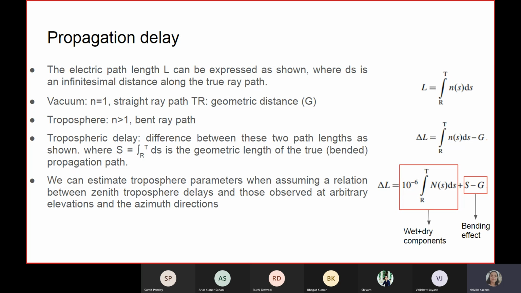Okay, the smaller red box on the right side shows us the bending effect, how much the ray has bent while it has propagated through a medium. Through which medium? Through the troposphere. Okay. So because of refraction happening, there is some bending, and how much bending effect is there? It has been captured from this capital S minus G. Okay.